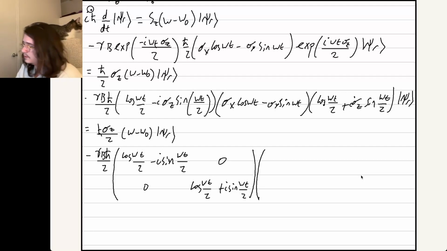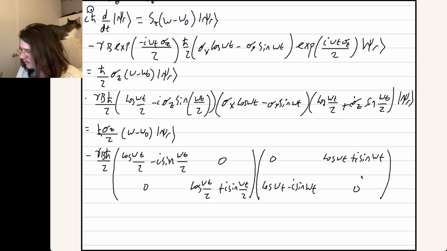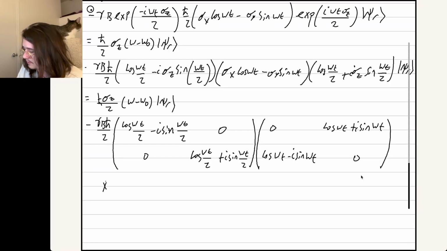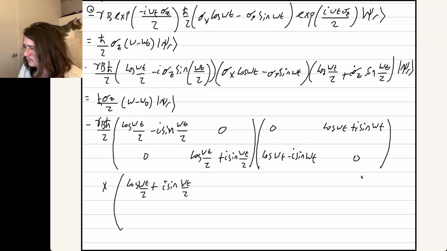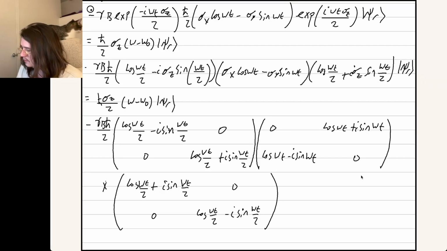The second matrix is a superposition of Pauli x and Pauli y. So no diagonal terms, just the off-diagonal ones. So we'll have cosine omega t minus I sine omega t. We'll have cosine omega t plus I sine omega t, 0. And all of that is being multiplied by the other rotator, which gets turned into this matrix: cosine omega t over 2, 0, cosine omega t over 2 minus I sine omega t over 2, 0, times psi r.